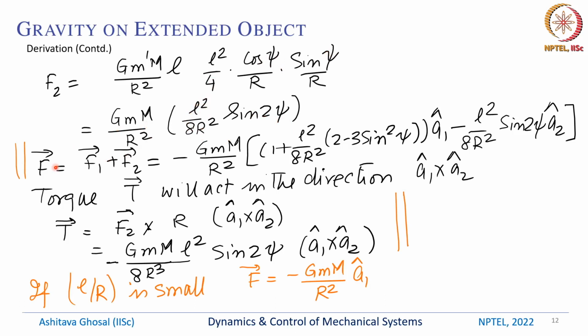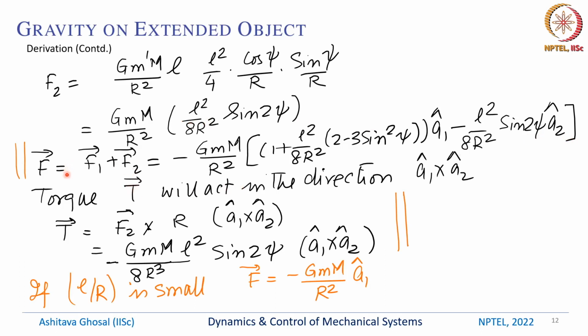So what is the net force? It is F1 plus F2. F1 is along direction A1, F2 is perpendicular to that. So we have minus GMM by R square, and if you rearrange it a little bit, you will see that you will get one term which is along A1, and this minus, because there is another minus here, so this will be L square by 8R square sine 2 psi into A2. Okay, exactly same thing is coming here.